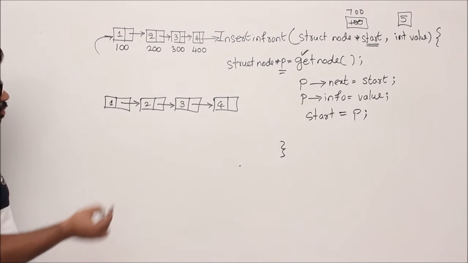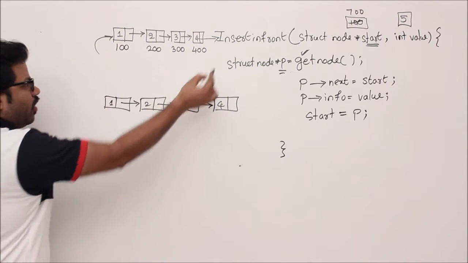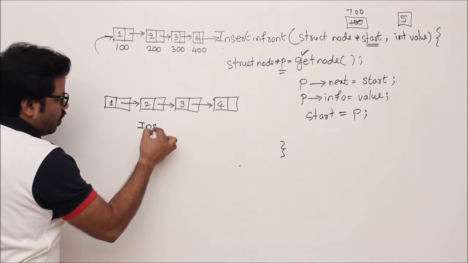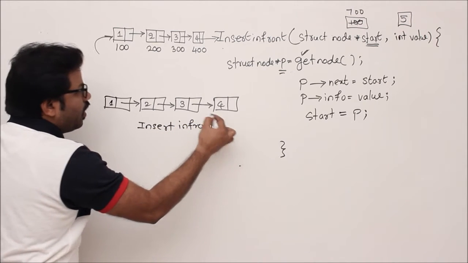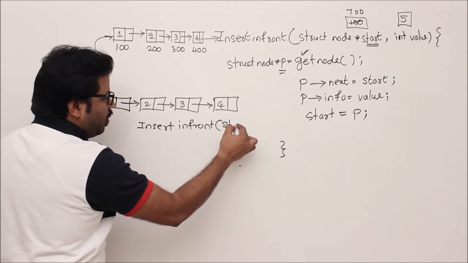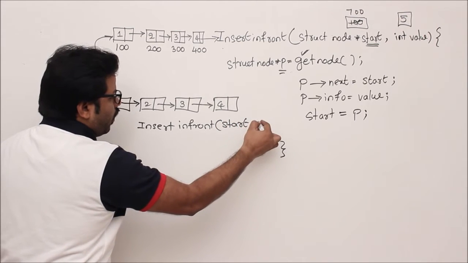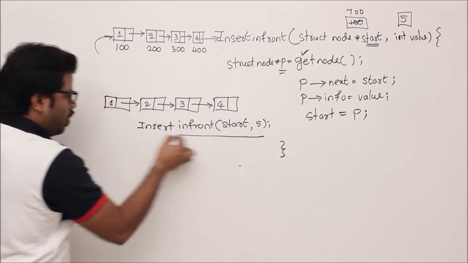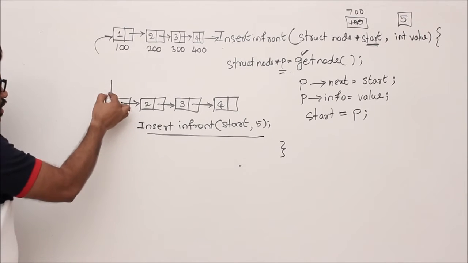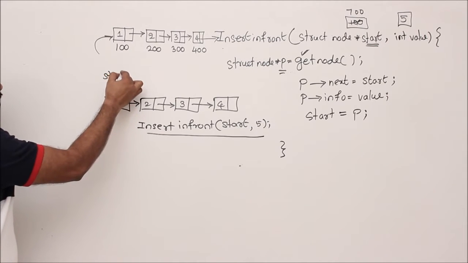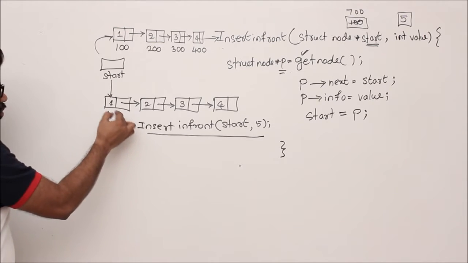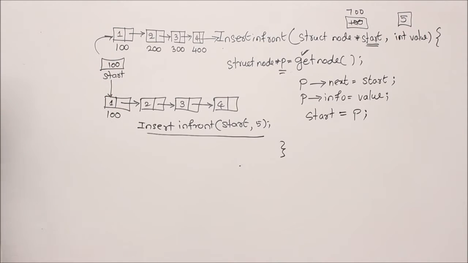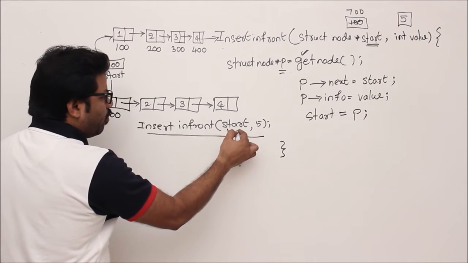Start. First step is what? Someone finally will call that method, isn't it? Let's say someone is calling like this: insert in front, and they would be calling with start comma value, 5. So this is the call. What is start? Start of the linked list. What is the content of start? This box address. Let's say 100, then this one is 100. It is like calling 100 comma 5.